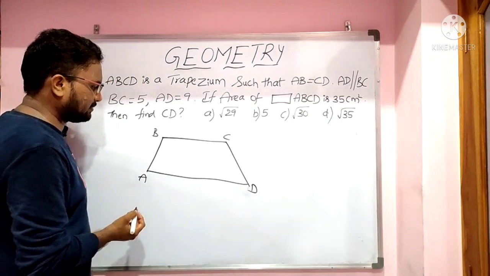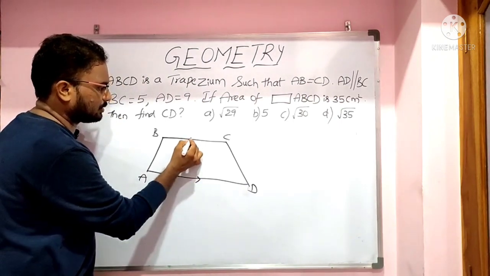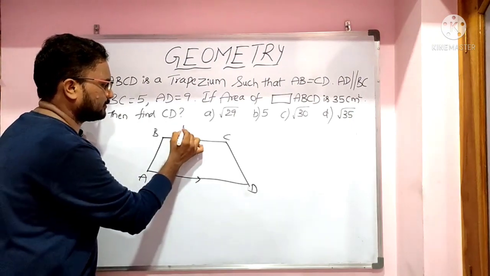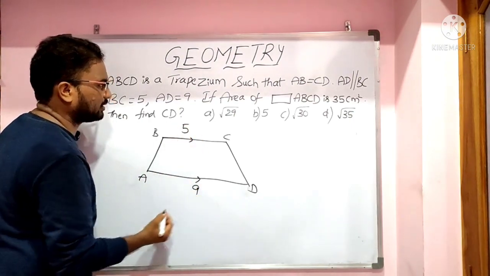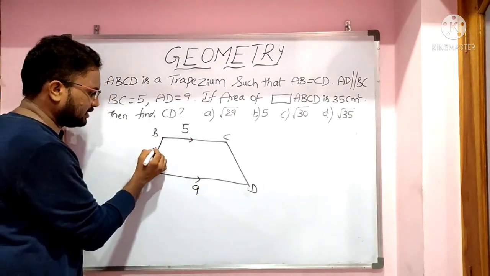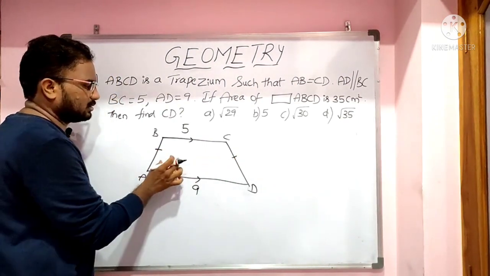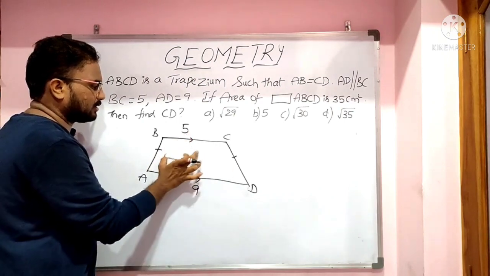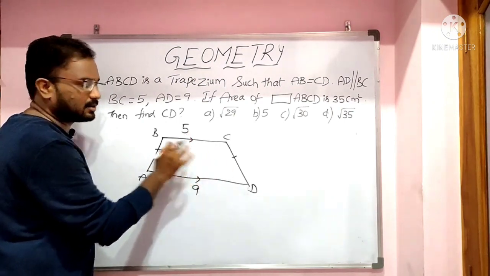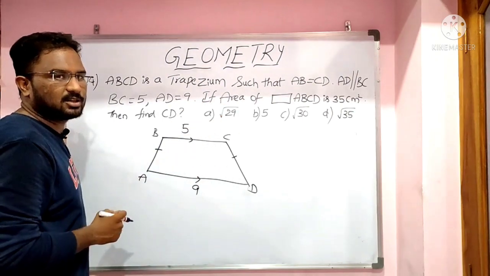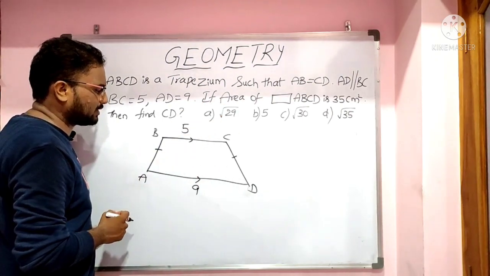Here AD is parallel to BC. These two are parallel. BC equal to 5, this is 5, and AD equal to 9, this is 9. And he is given AB equal to CD. These two sides are equal. These two are parallel sides, these two are non-parallel sides. He is given the non-parallel sides are equal. And he is given the area of trapezium ABCD, 35 square centimeters.